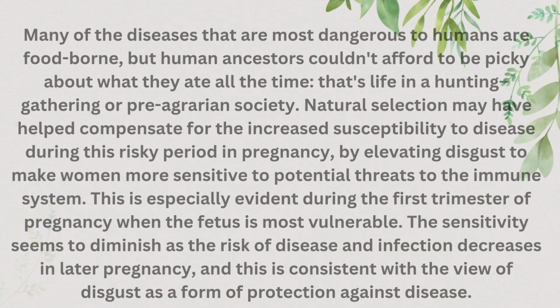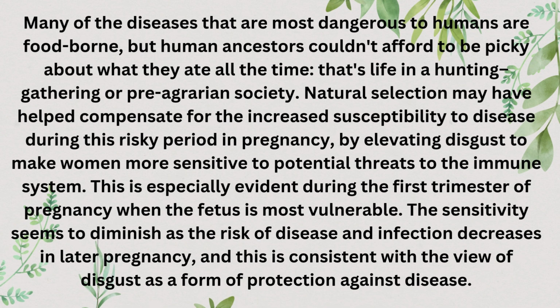So many of the diseases that are more dangerous to humans are foodborne. But human ancestors couldn't afford to be picky about what they ate all the time. That's life in a hunting-gathering or pre-agrarian society. Natural selection may have helped compensate for the increased susceptibility to disease during the risky period in pregnancy by elevating disgust to make women more sensitive to potential threats to the immune system.